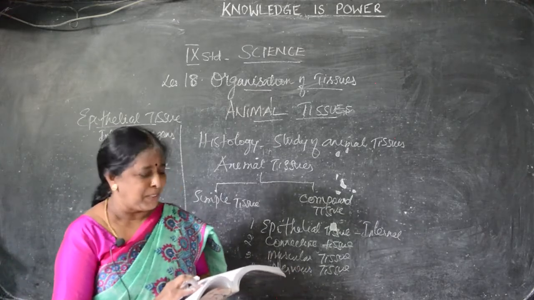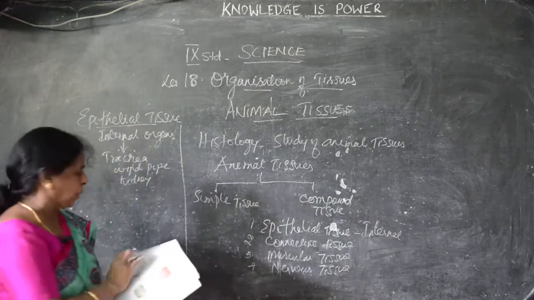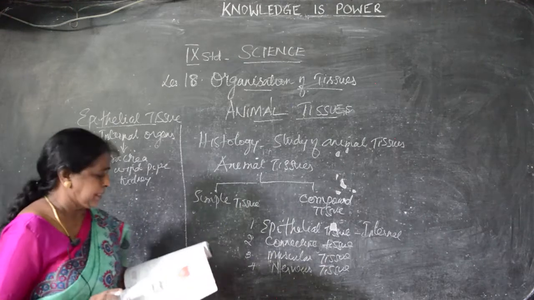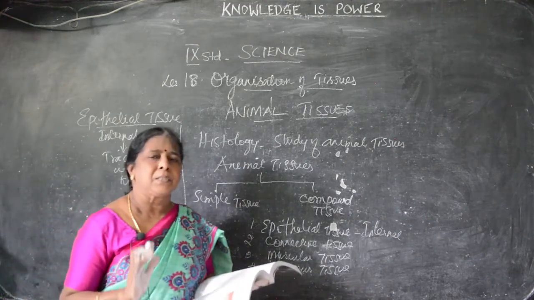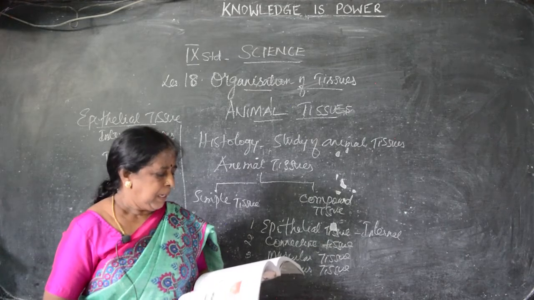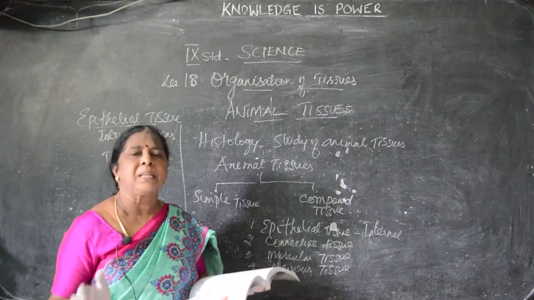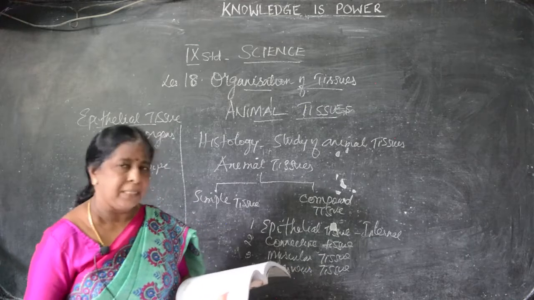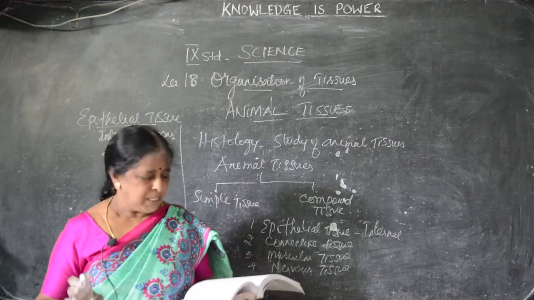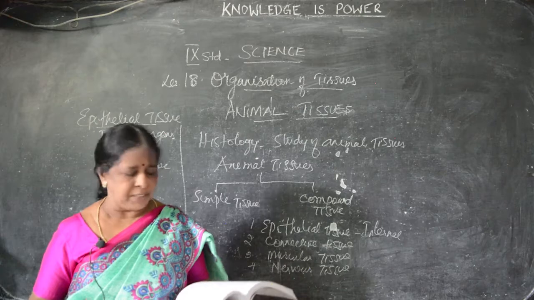So, epithelium is further divided into simple epithelium and compound epithelium. What are the functions of epithelial tissue? We will see. As I said already, the epithelial tissue is only the outer cover. It protects the body. Certainly, the outer covering protects our body and the internal organs. Mainly it protects our body from drying, injury and microbial infection.